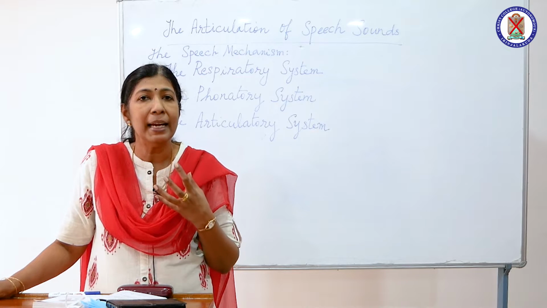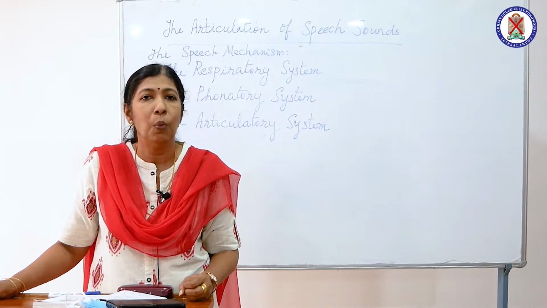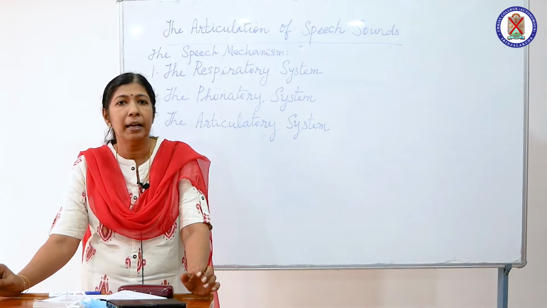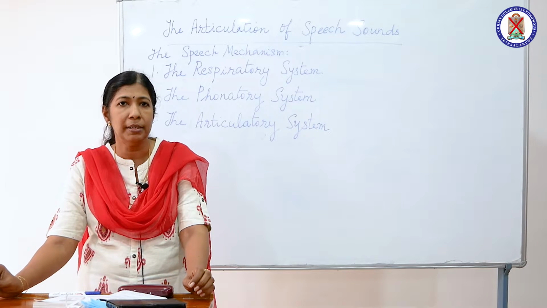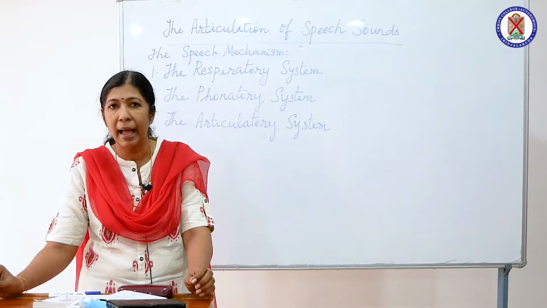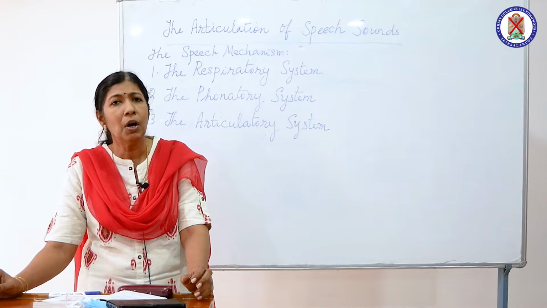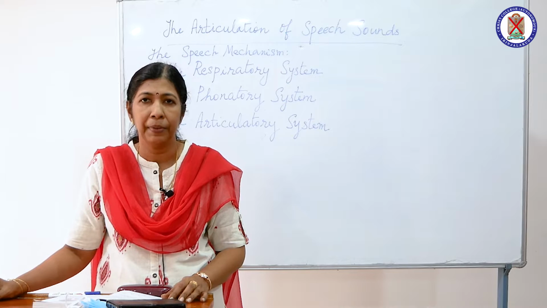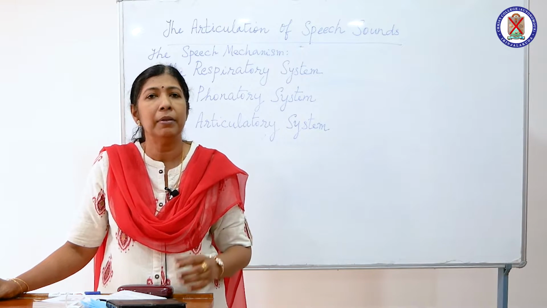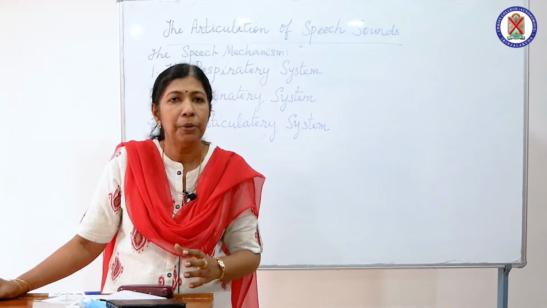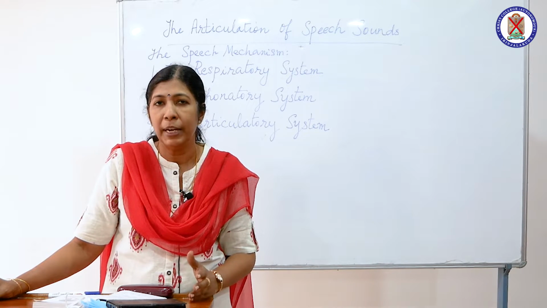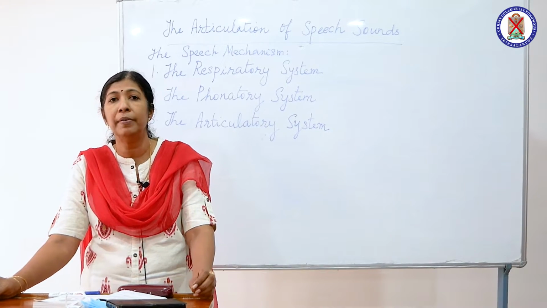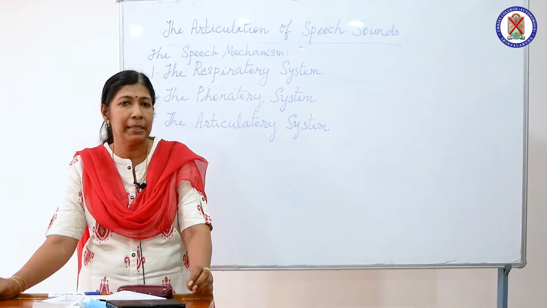Okay. So inside the larynx, we have what are called the vocal cords. The vocal cords are a pair of lip-like structures situated within the larynx. The vocal cords and the larynx are also involved in speech production. While talking about the respiratory system, I told you how the lungs, the windpipe or the trachea, the bronchus, the bronchi, and so on are involved in order to produce speech sounds.